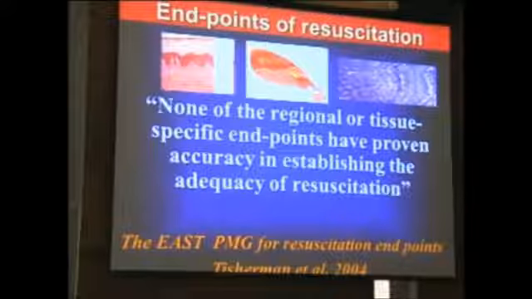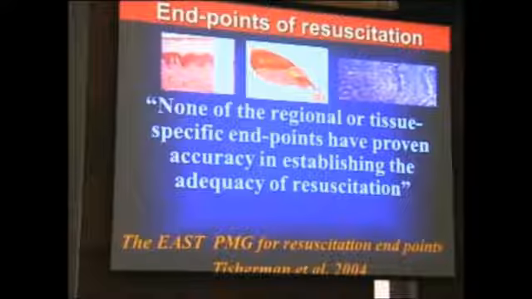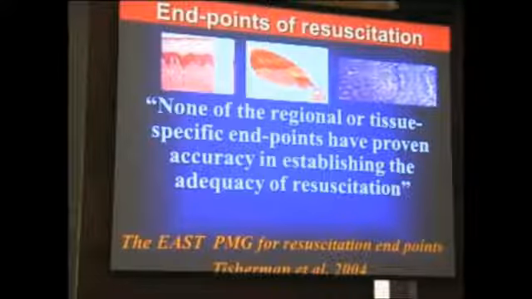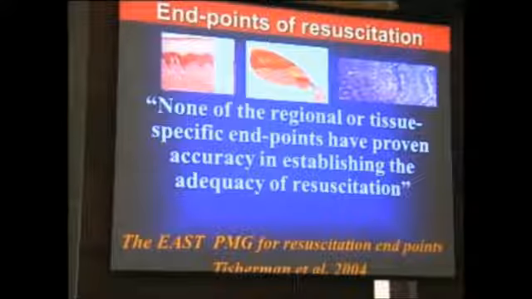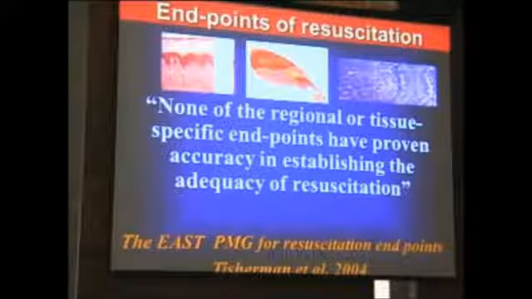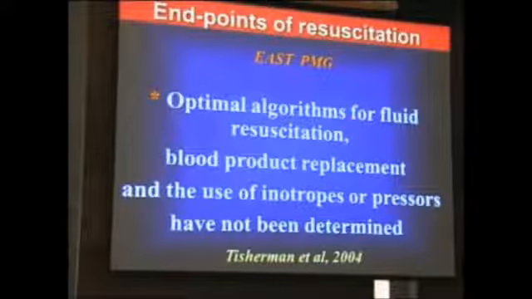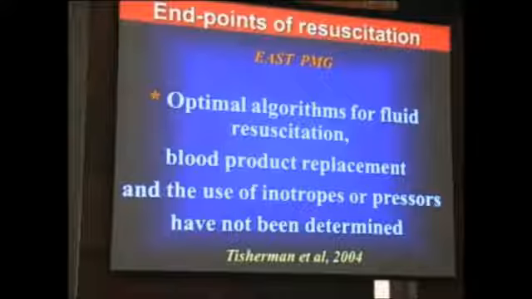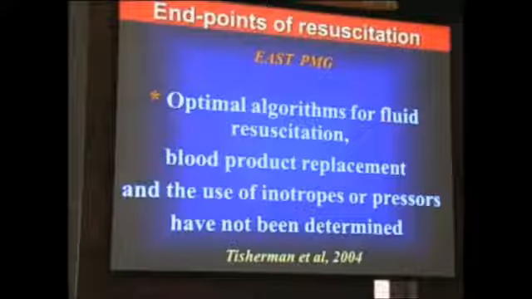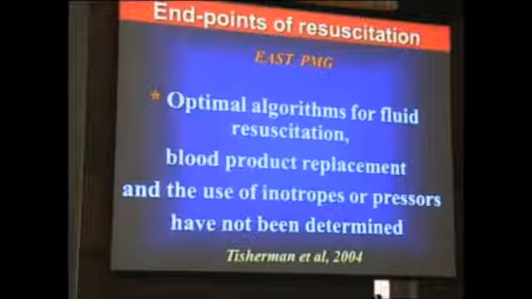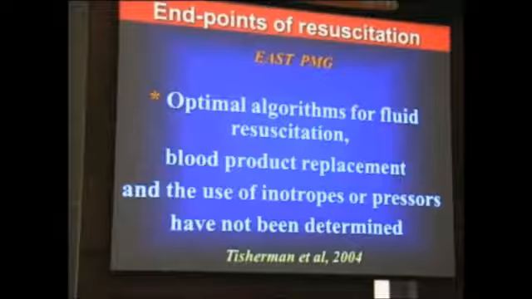Unfortunately, as I pointed out, none of the regional or tissue-specific endpoints have proven accurate enough yet in establishing the adequacy of resuscitation. So we still fall back on our global parameters. Surprising as it may seem, after 25 years of research and experience, we really do not have yet the last word on what is the optimal algorithm for fluid resuscitation. How much blood we need to give, what kind of inotropes, what kind of pressors, what kind of ratios, blood versus blood components. We are still a long way from it.